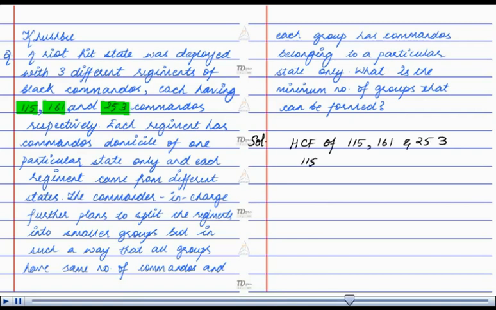115 can be factorized as 23 into 5. 161 can be factorized as 23 into 7 and 253 can be factorized as 23 into 11. Therefore, the required HCF is 23. Hence, the minimum number of groups that can be formed is 23. This is the required solution.